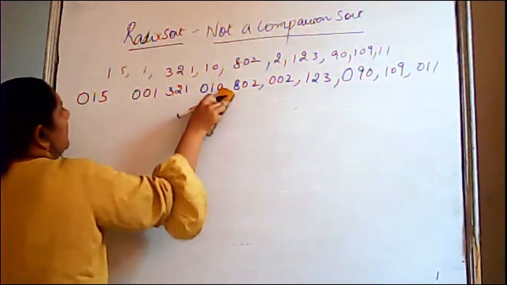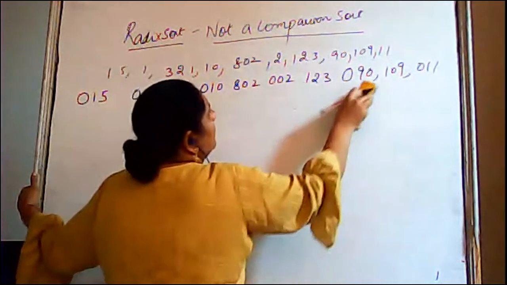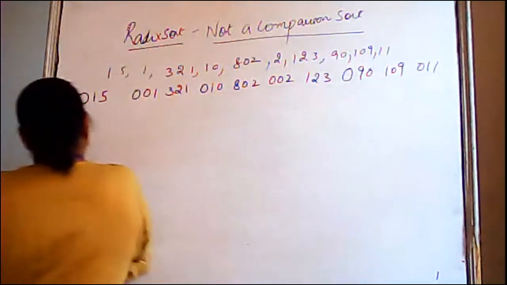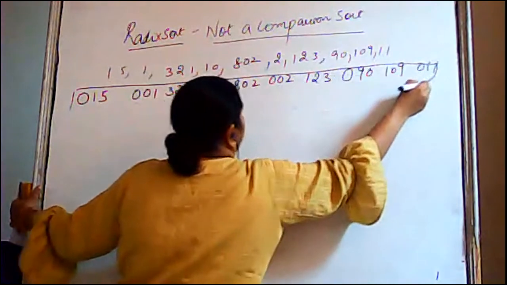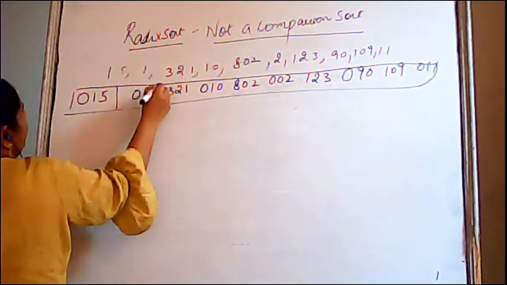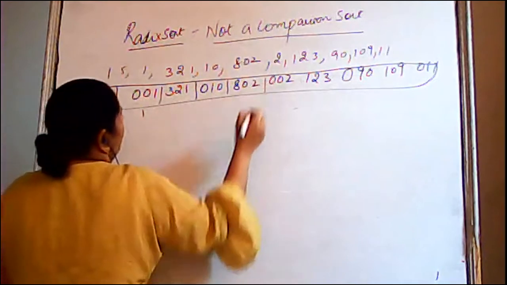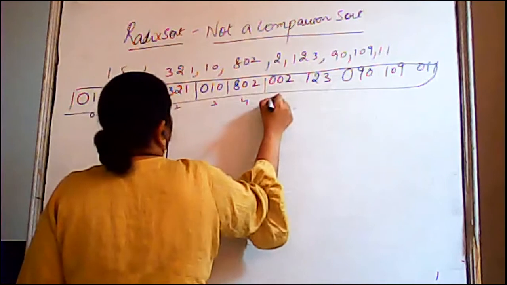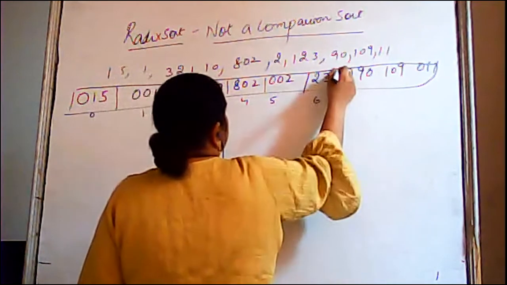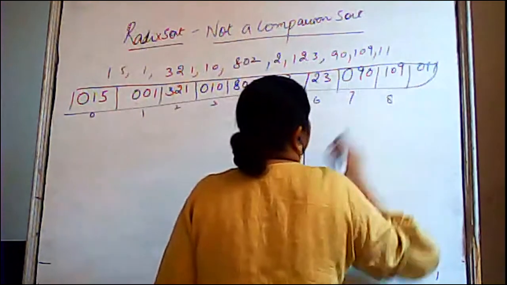So I'll remove the commas and put the indexes. So let us do in this way. 0, 1, 2, 3, 4, 5, 6, 7, 8, and 9.